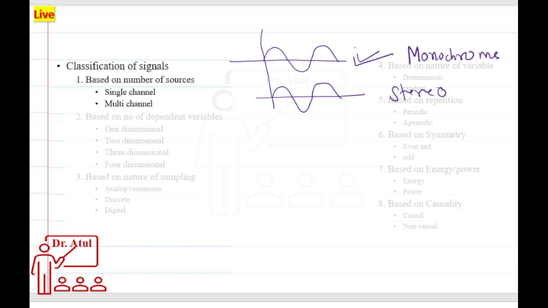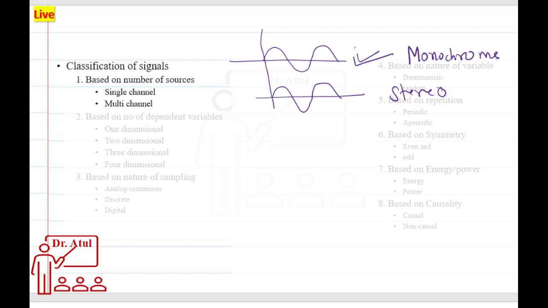First one is classification based on the number of sources, whether the signal is single channel or multi-channel. Number of channels means the number of sources of the signal available. If only one sensor to record the signal is available, then that is single channel. If two sensors are available, that is two channel. If three sensors are available, that is three channel. Channel means how many different ways the same signal is coming.